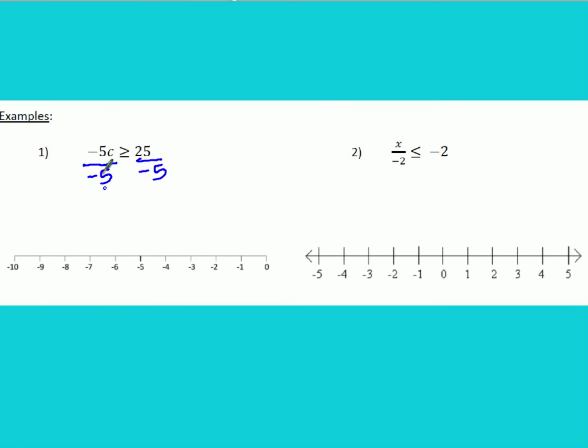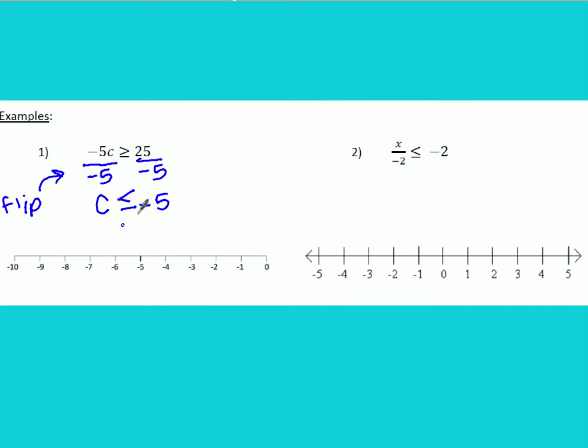When I divide by negative 5 over here, I'm left with c. And when I divide by negative 5 on this side, I'm left with negative 5. But I'm going to think about what's that rule I just talked about. I'm dividing this side with the variable by a negative number. That means I'm going to take this inequality sign that right now says greater than or equal to, and I'm going to face it the other way, which now means I have c is less than or equal to negative 5. So I had to flip because of dividing by a negative 5 there. So we divided by a negative, we flip the sign.